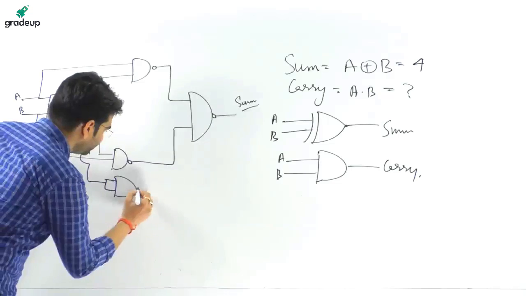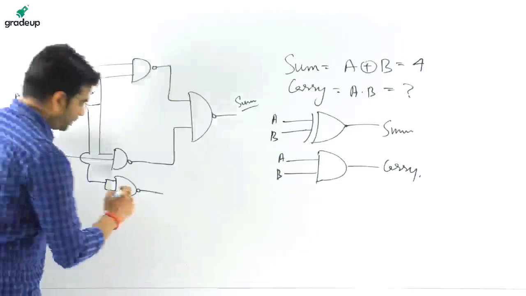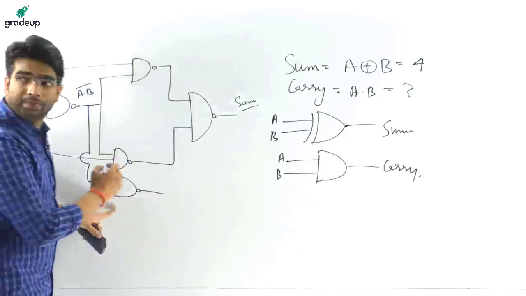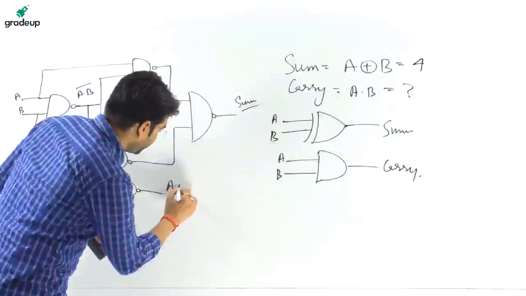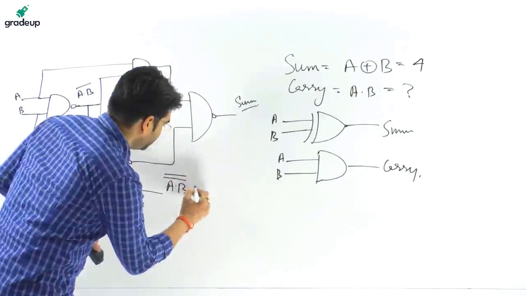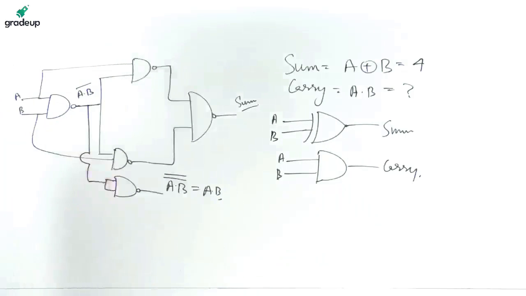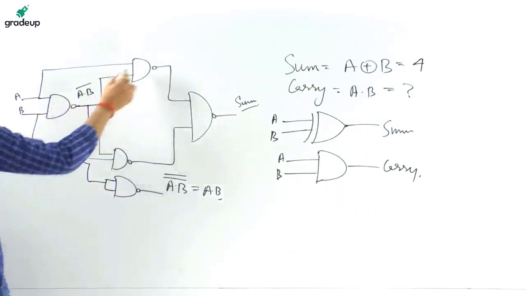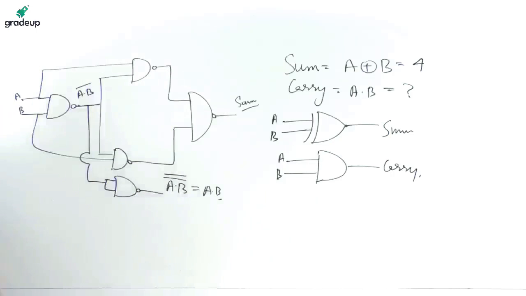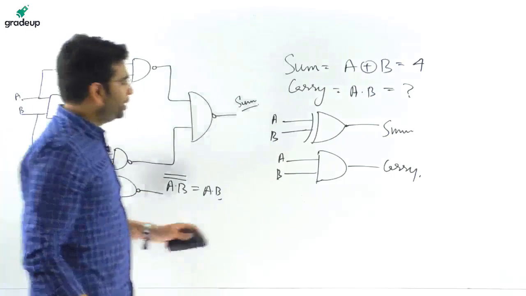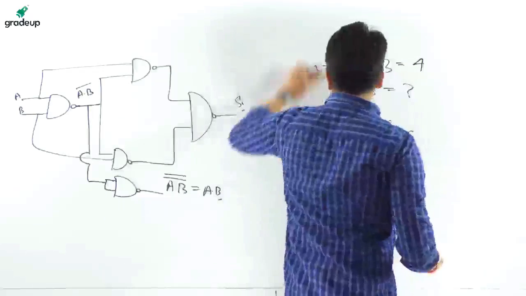And here we can have again a NOT operation performed, and we can have A dot B double bar. It is A dot B. So count how many NAND gates are required: 1, 2, 3, 4, 5. Okay, 5 NAND gates are required to implement a half adder.